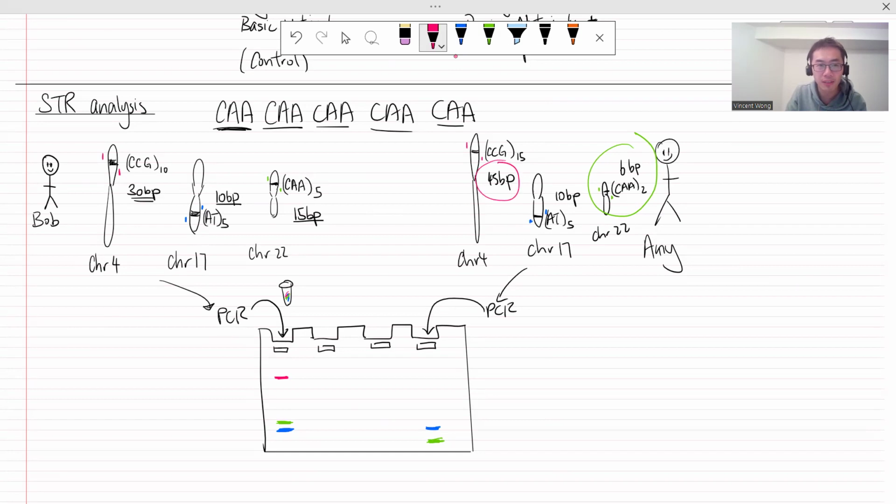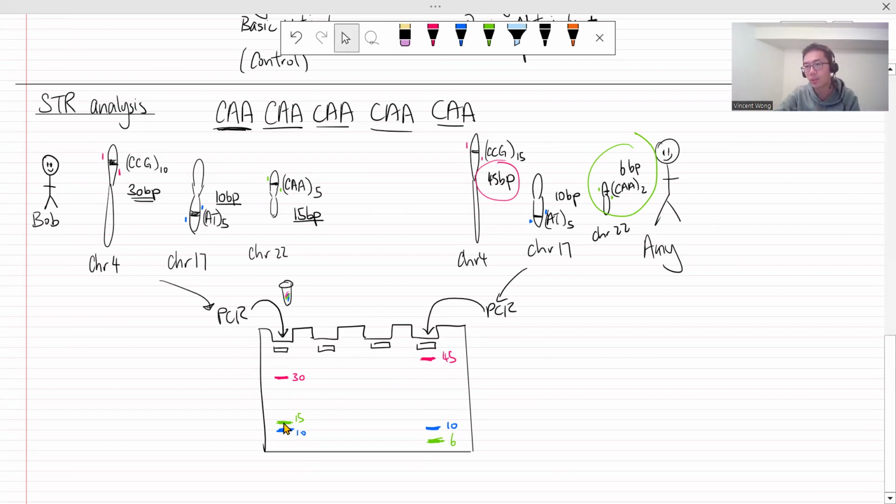And then we have the 45. 45 is even longer than 30, so it's going to be a little bit higher than Bob. Look, this is the 45, and this is the 30. Look at the numbers. This is the 6, and this is the 15. And this is 10 and 10. So you see, with 3 different STR locations, you can create 3 bands, and the bands are unique, right?